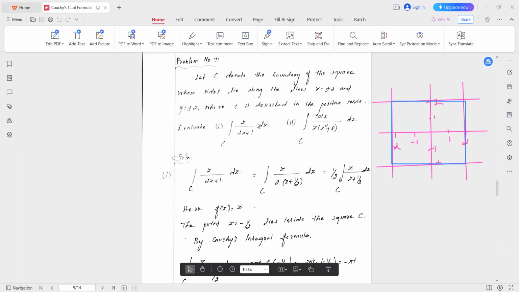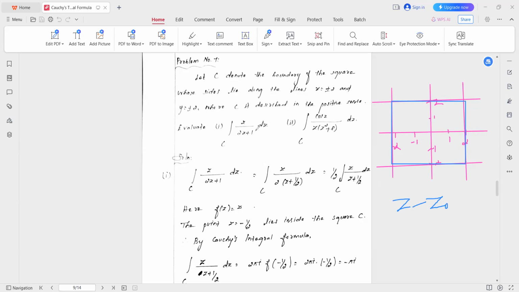Here they have given two subdivisions. First, evaluate the integral over C of z by 2z plus 1 dz, and the second is the integral over C of cos z divided by z into z square plus 8 dz. We will see one by one. First we consider the integral over C of z by 2z plus 1 dz. By using Cauchy's integral formula, the denominator should be of the form z minus z naught.